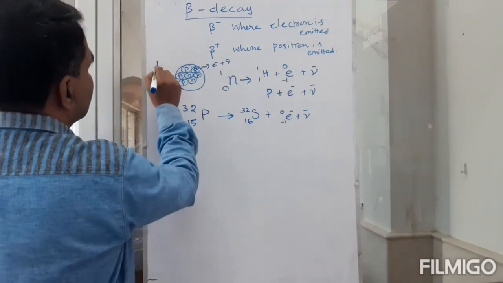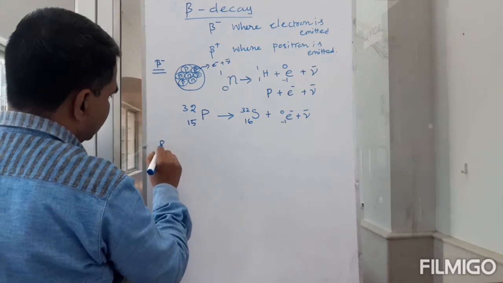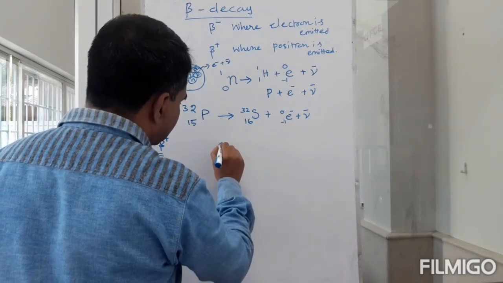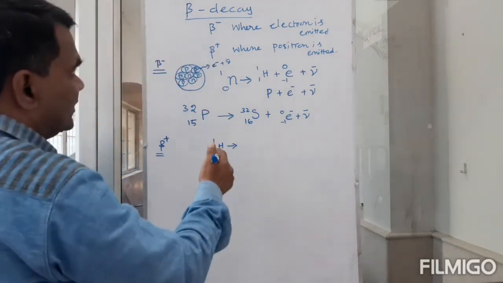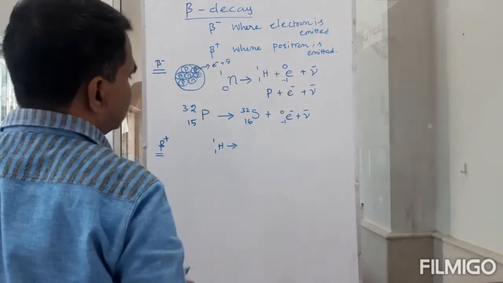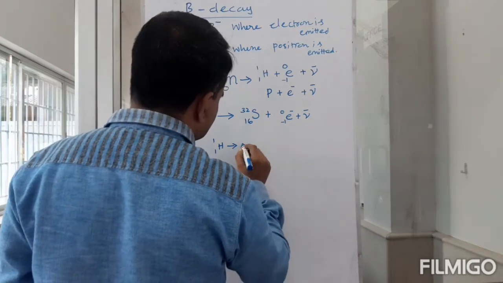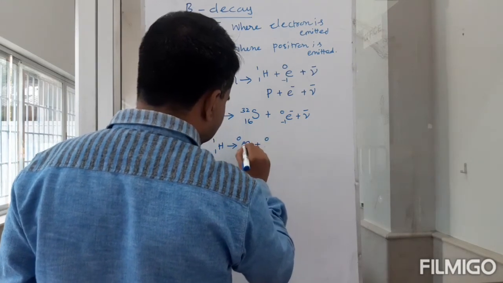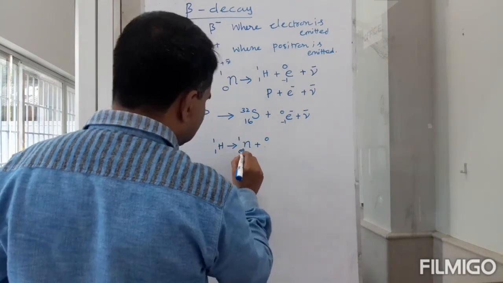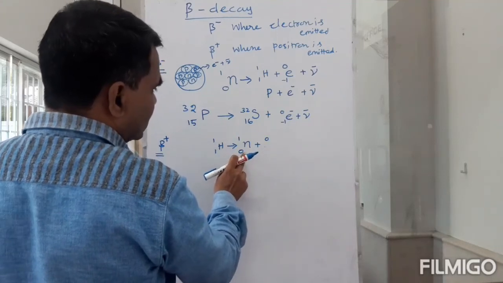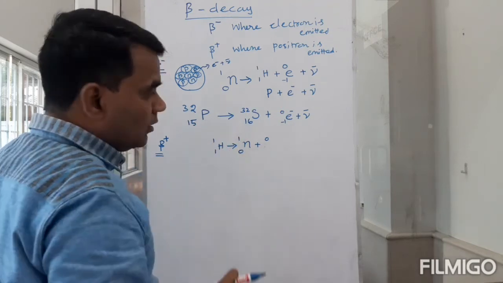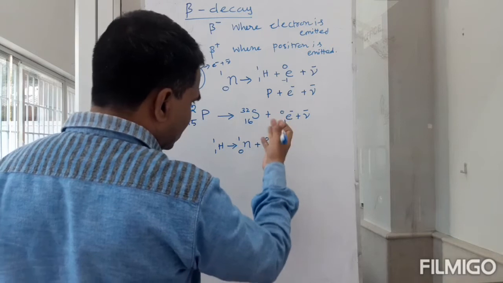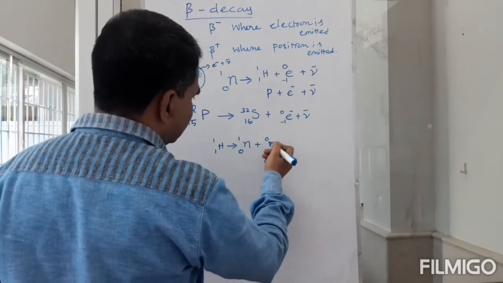And what is beta positive? This is beta negative decay. What is beta positive decay? In this case, a proton, say 1H1, is getting converted into a neutron. Here, a neutron is getting converted into a proton; there, a proton is getting converted into a neutron. So the neutron is 1, 0: it has no charge, but it has almost the same mass as a proton, 1, 1. Then the emitted particle cannot have a reasonable amount of mass. It can only have a negligible amount of mass.